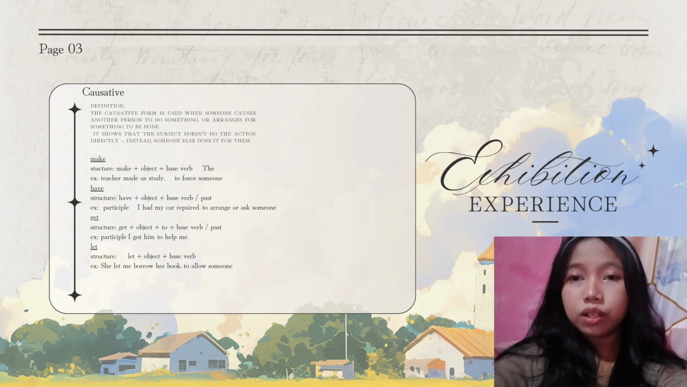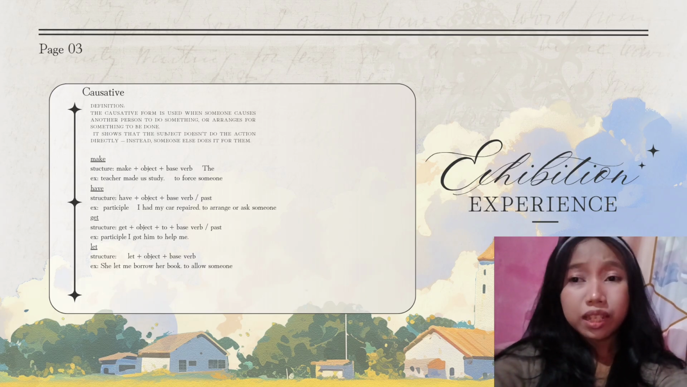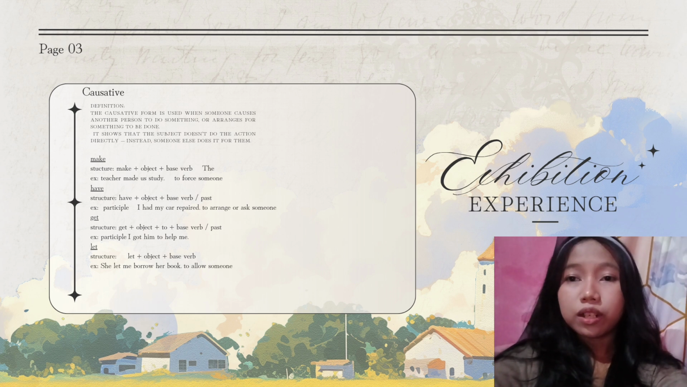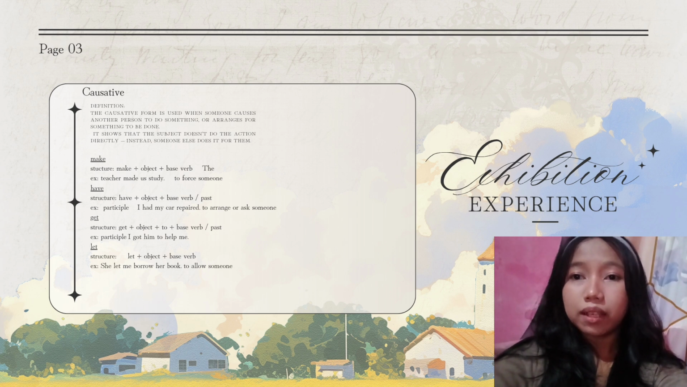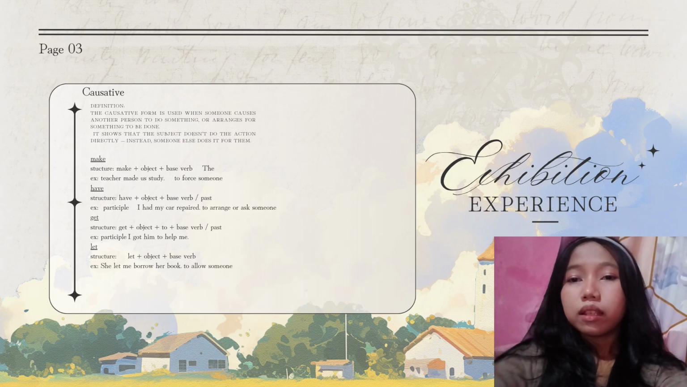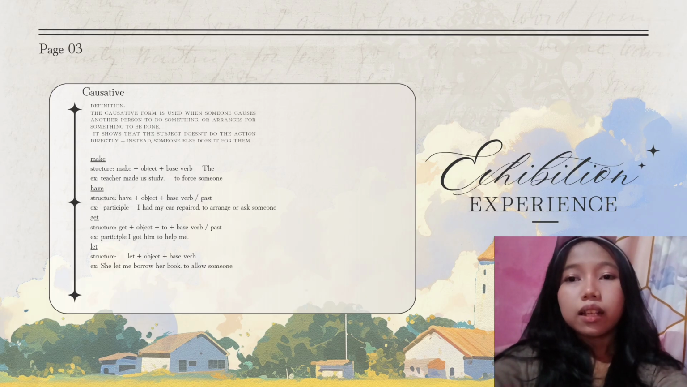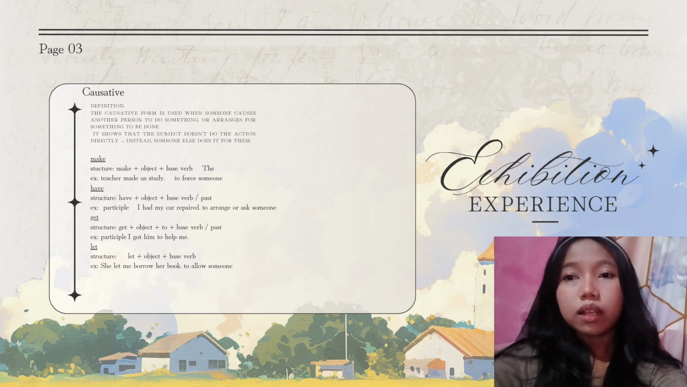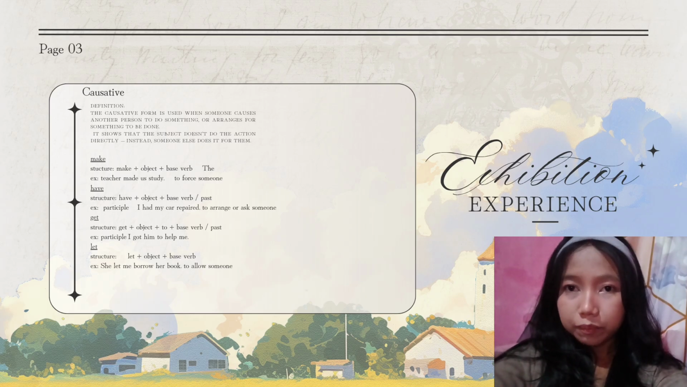First is make. The structure is make plus object plus base verb. The example: the teacher made us study. Second is have. The structure is have plus object plus base verb or past participle. The example: I had my car repaired. Third is get. The structure is get plus object plus to plus base verb or past participle. For example, I got him to help me.